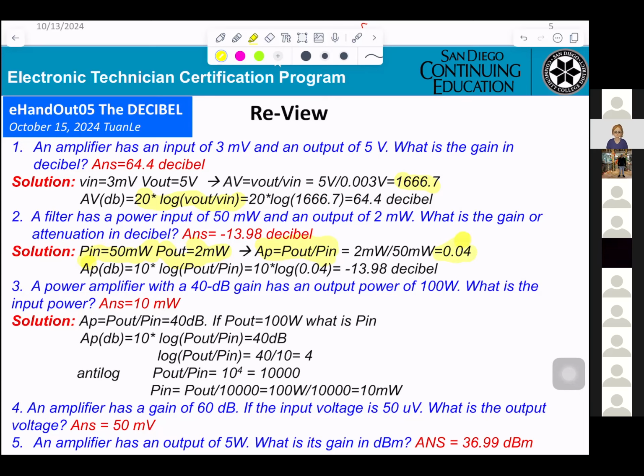Now you want A P in dB, which equals 10 times log of P out over P in. 10 times log of 0.04, and that comes up with minus 13.98 dB.